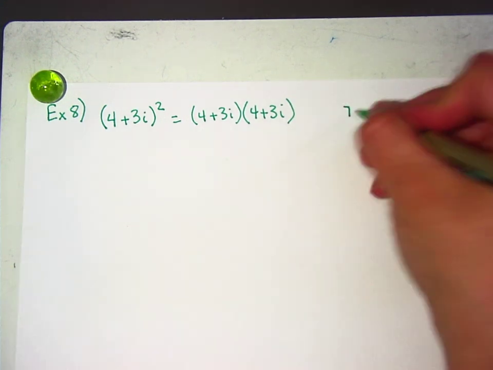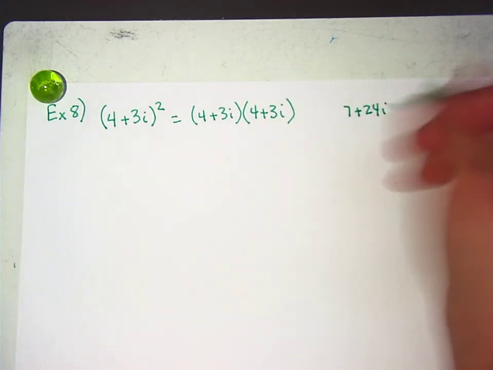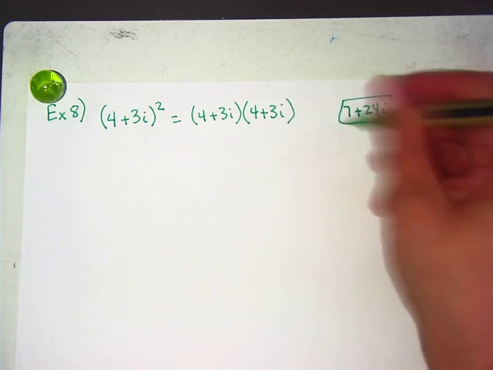It should be 7 plus 24i if we do it right. Yeah?